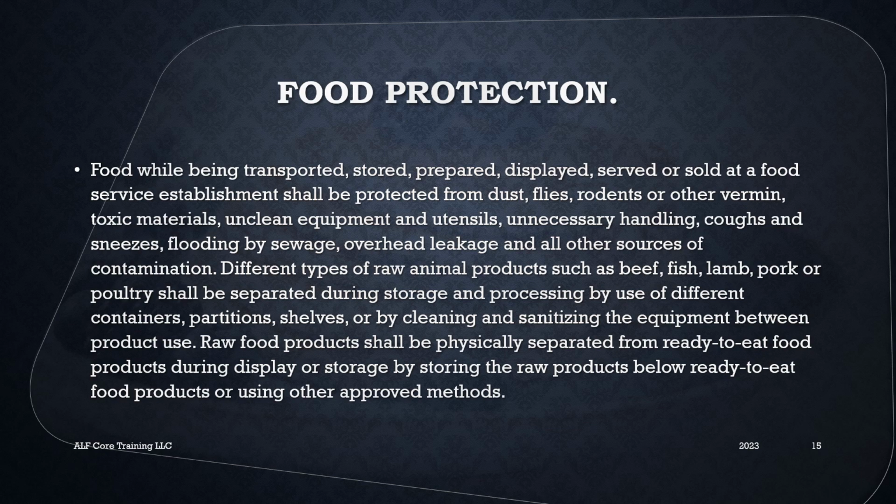Different types of raw animal products such as beef, fish, lamb, pork, or poultry shall be separated during storage and processing by use of different containers, partitions, shelves, or by cleaning and sanitizing the equipment between product use. Raw food products shall be physically separated from ready-to-eat food products during display or storage by storing the raw products below ready-to-eat food products or using other approved methods.